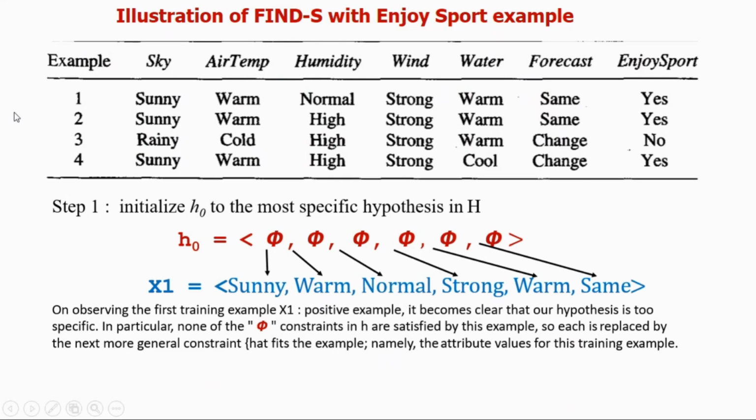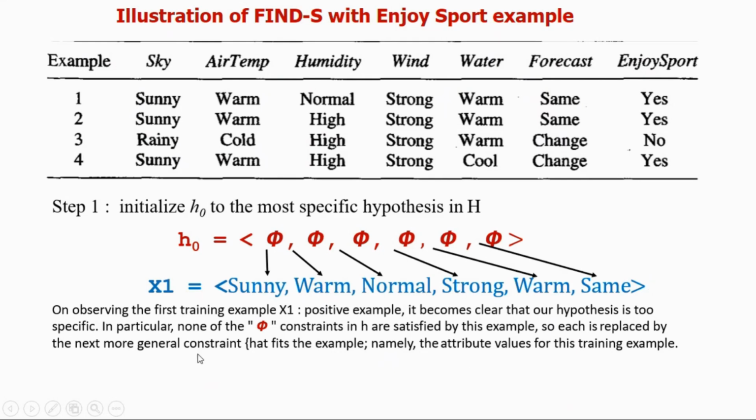Now the first example X1 is taken. These are X1, X2, X3, and X4. X1 has the value sunny for the first attribute, warm for the second, normal for the third, strong for the fourth, and warm for the fifth, and the same for the sixth. On observing the first training example, this is a positive example. To determine whether it is positive or negative, we look at the Enjoy Sport label. That is yes, so it is a positive example.